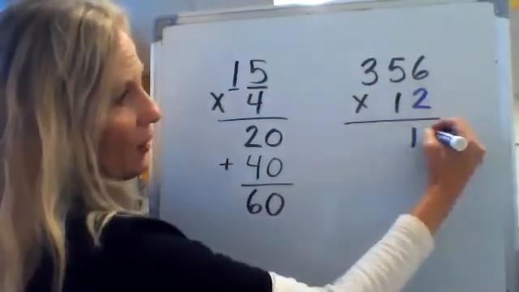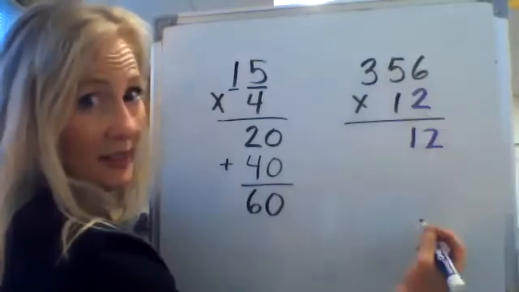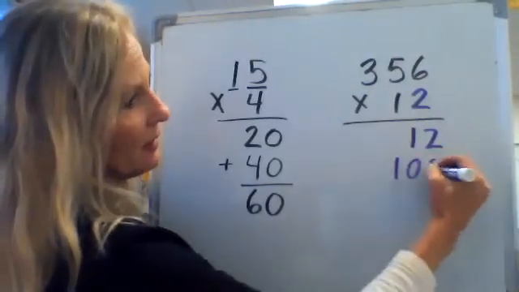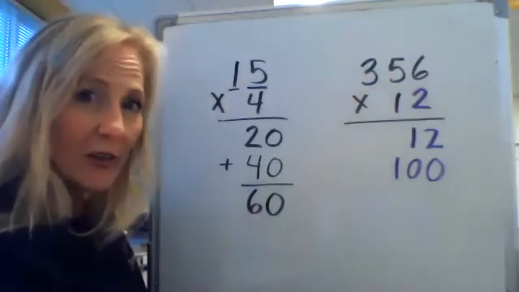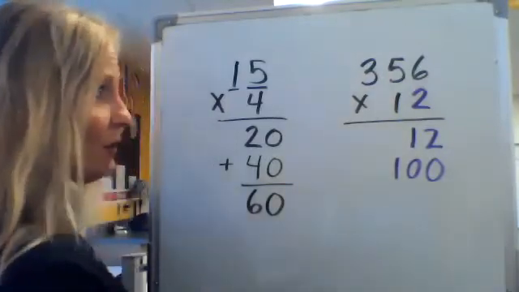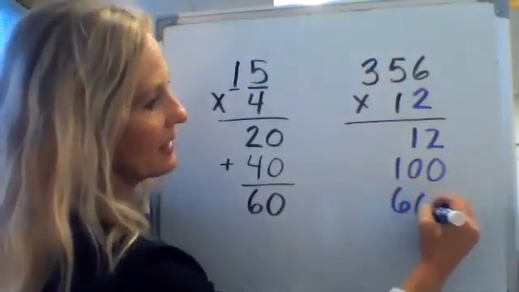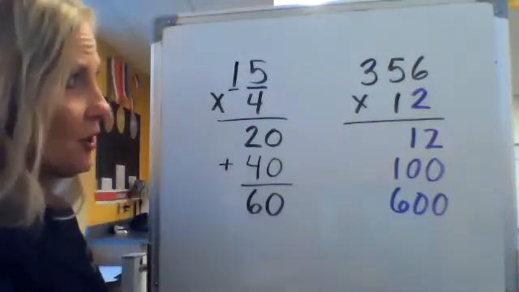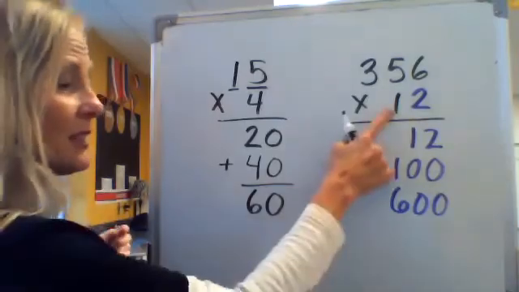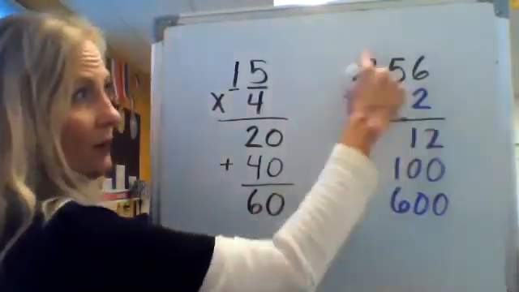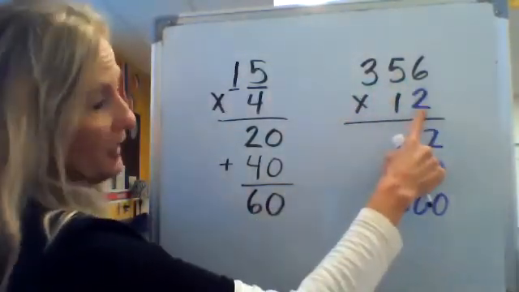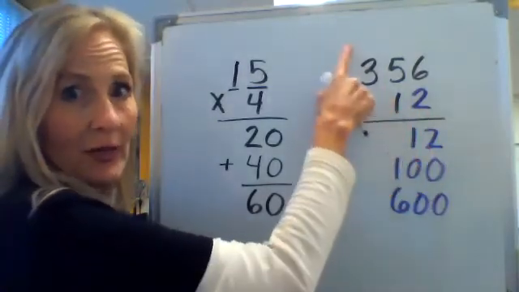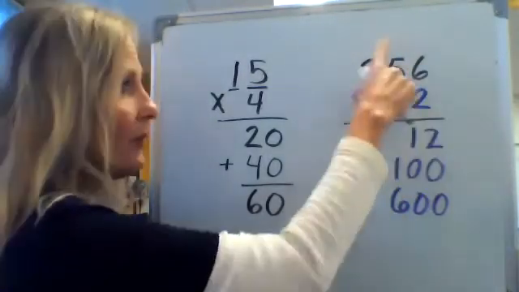2 times 6 is 12. 2 groups of 50 is 100. 2 groups of 300, it's not a 3, it's 300, right? 2 groups of 300 is gonna get me 600, isn't it? So I'm finished counting up the 2 groups of 356, but I still need 10 more groups of this whole amount, right? 12 groups of 356 is 10 groups of this amount, and then 2 more of this whole amount.